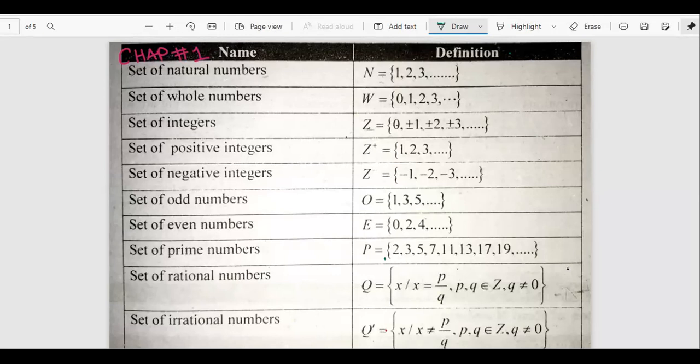How many chapters do we have to do? I told everything yesterday. There are 25 chapters, okay? Okay. Right. So let's get started.